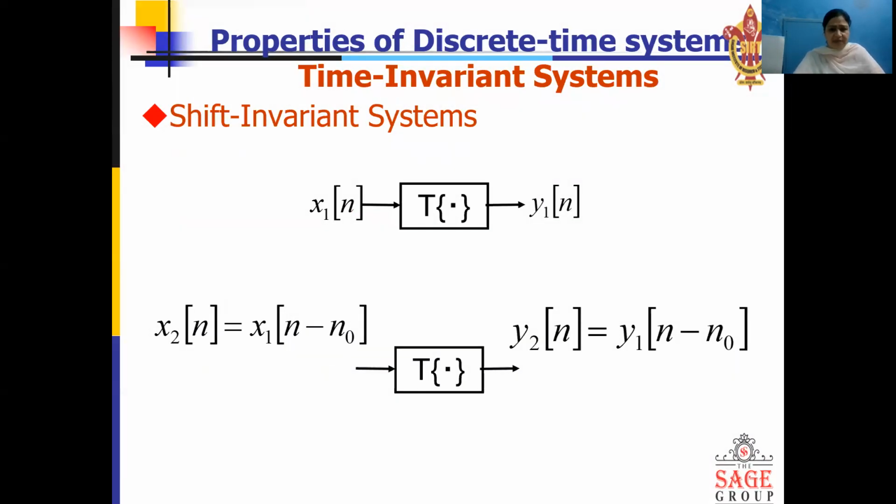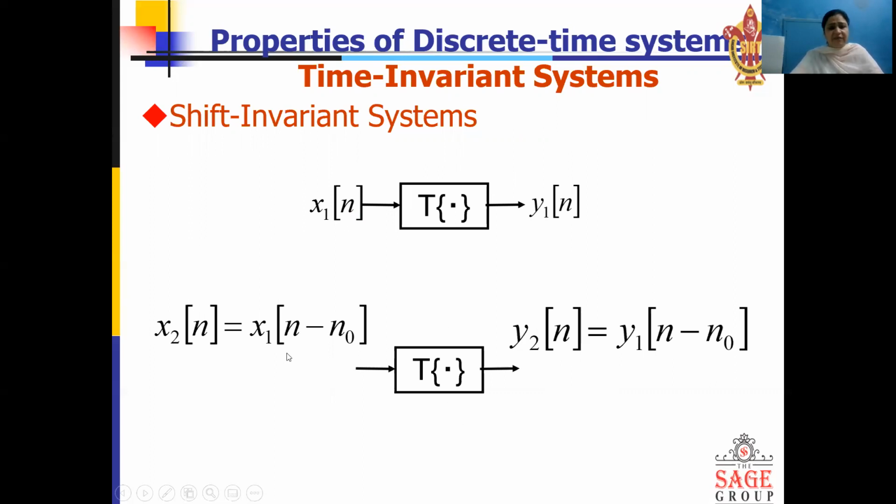Now the next property is the time invariant system. Now we will see what the shift invariance property of the system is. Say I have a discrete time system and I give input x1[n] to the system. The output which I get is y1[n].